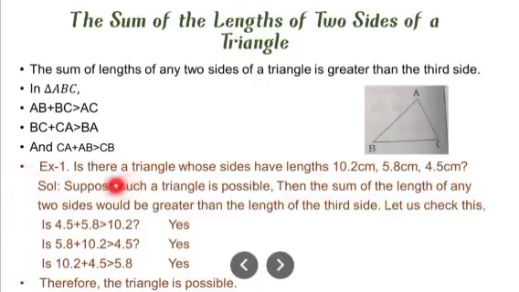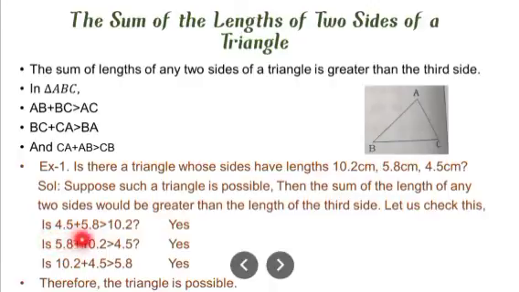For example, is there a triangle whose sides have lengths 10.2 centimeters, 5.8 centimeters and 4.5 centimeters? Here we have three sides. From this rule we know that the sum of any two sides of a triangle is greater than the third side. So suppose such a triangle is possible, then the sum of the lengths of any two sides will be greater than the length of the third side. Let us check now whether it happens or not.